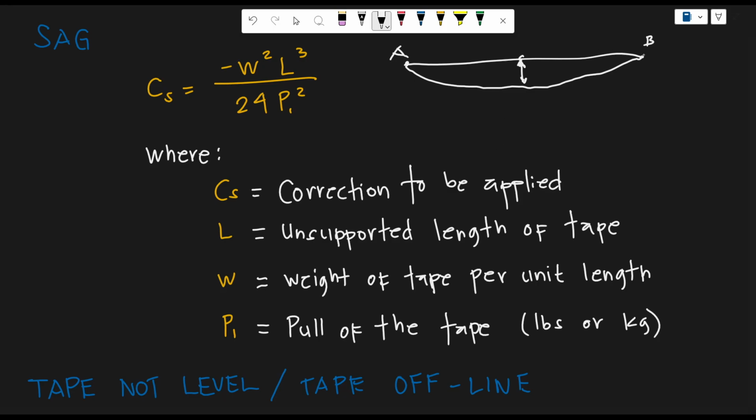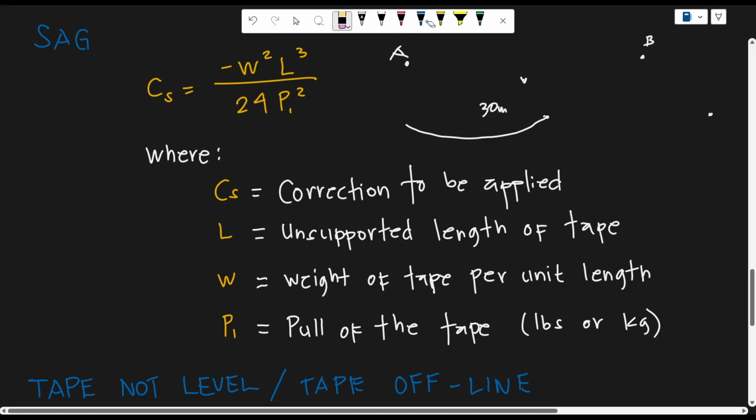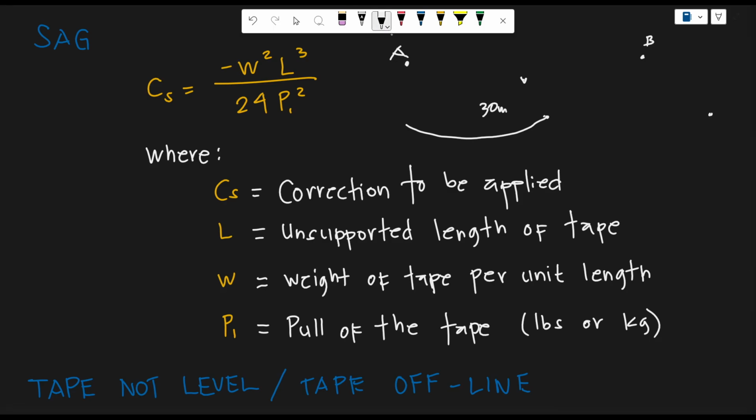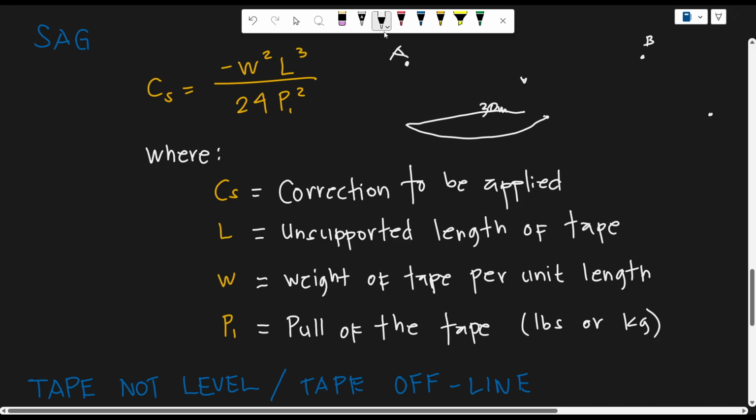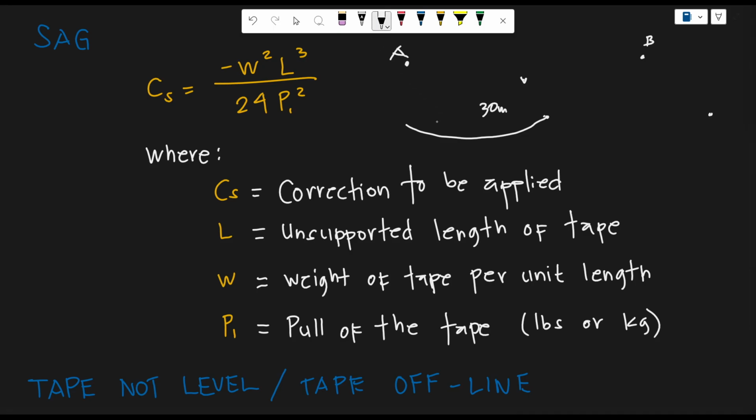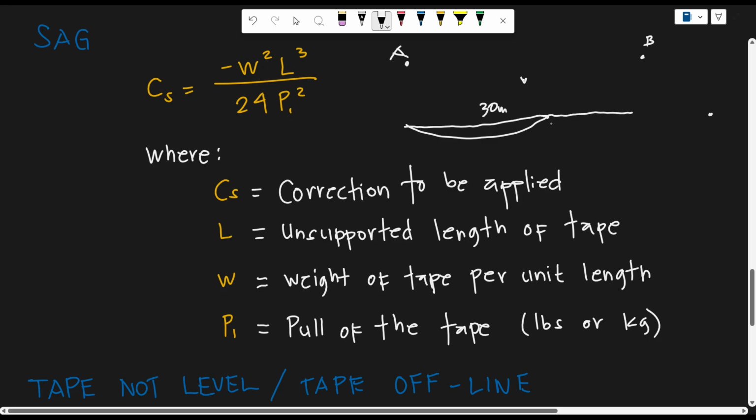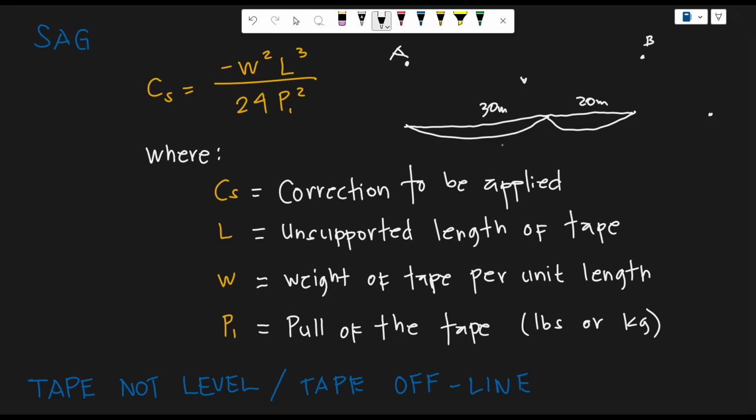Now you will apply this for every unsupported length of tape. So what do you mean by unsupported length of tape? Let's say you're measuring 50 meters and you measured it 2 times. The 30 meter length, and then this should be a little bit shorter. Okay, and then you have your 20 meter measurement. Now you will apply the correction due to sag for these two instances right here, because you have two segments here that are unsupported, which caused the sag.